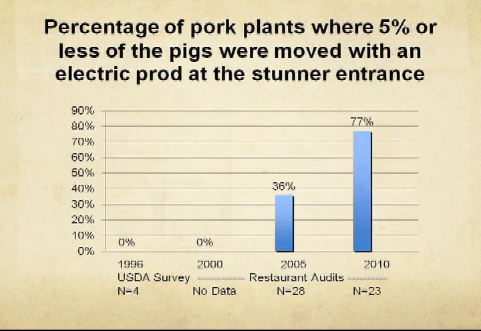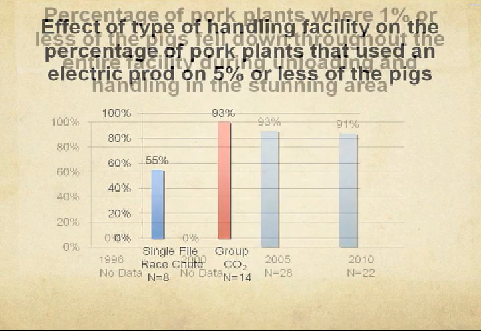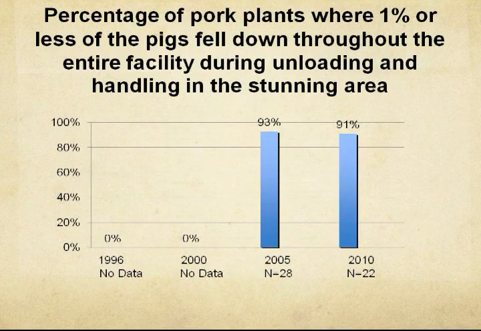Okay, we did find that there was some difference in handling facility type. Some of the plants now have these new CO2 units where they can handle the pigs in a group, and it's very easy to almost completely get rid of the electric prods. Some plants got rid of them completely, but there are other plants that still use them quite a bit, because some plants were at 100%. And pigs falling down, that stayed pretty constant.